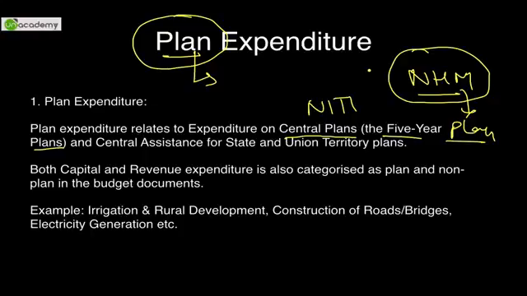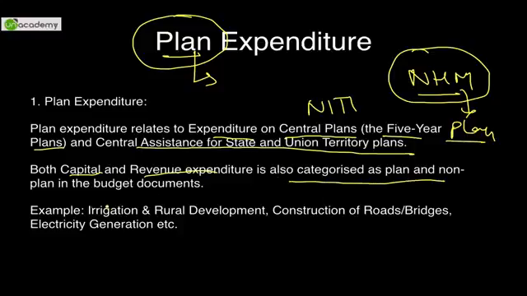Similarly, for all the expenditures, for example, in 2006, MGNREGS, National Rural Employment Guarantee Act had come out. Whatever expenditures were done on it were considered to be planned expenditures. So let's read the definition. Plan expenditure relates to expenditure on central plans, 5-year plans, and central assistance for state and UTs. Plan expenditure can be categorized under both capital as well as revenue expenditures, what we had just studied before this. It is also categorized as planned expenditures in budget economics.